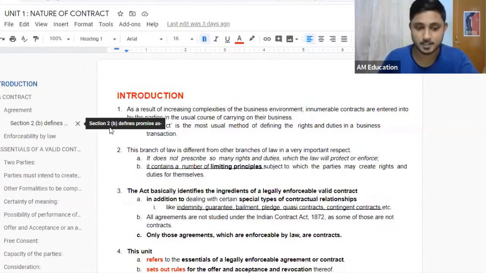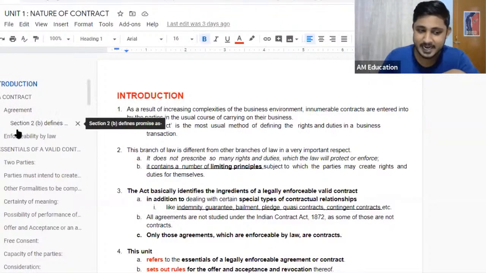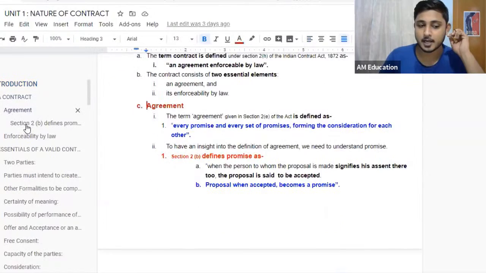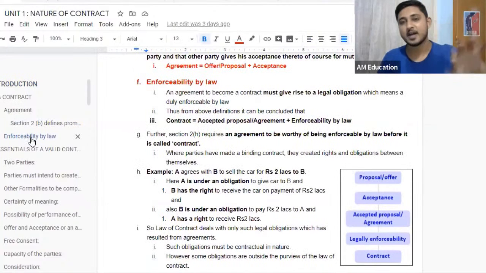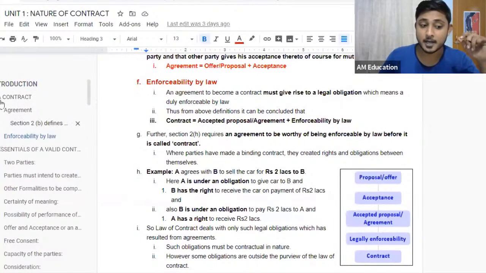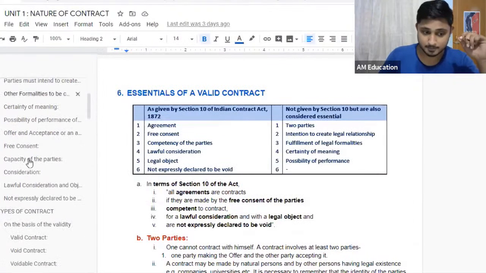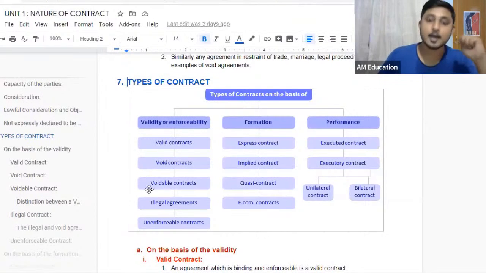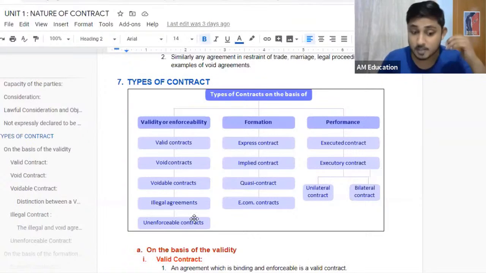If you maintain docs like this, it would be very useful for you to maintain an index like this. So we've learned what is a contract, an agreement. We've learned a promise. Then enforceability by law. You know when and where it comes. So contract is nothing but an agreement and enforceability by law. And then we've seen essentials of a valid contract, and then there are types of contracts. Types of contracts on the basis of validity: is it a valid contract? Is it a void contract? Is it a voidable contract? Or is it an illegal agreement, or an unenforceable contract? What is an unenforceable contract?